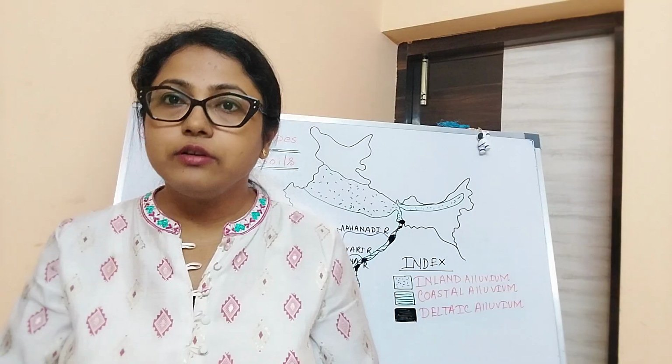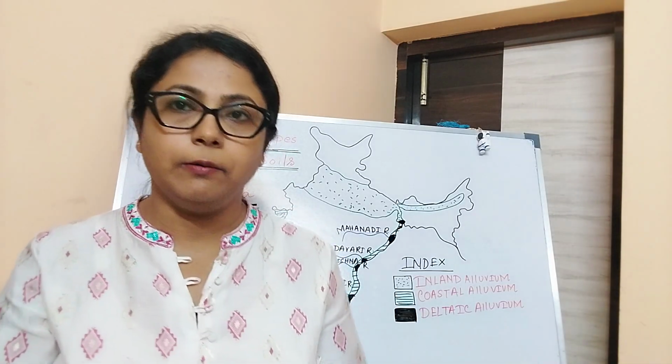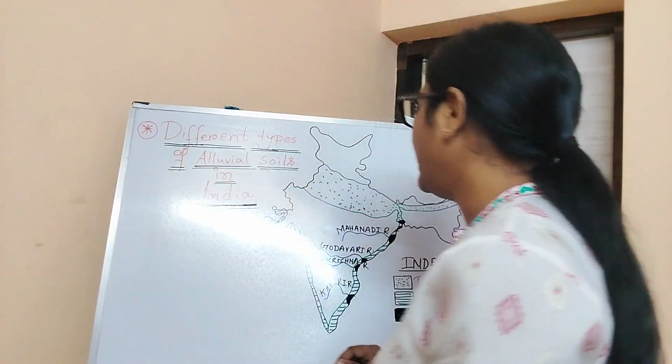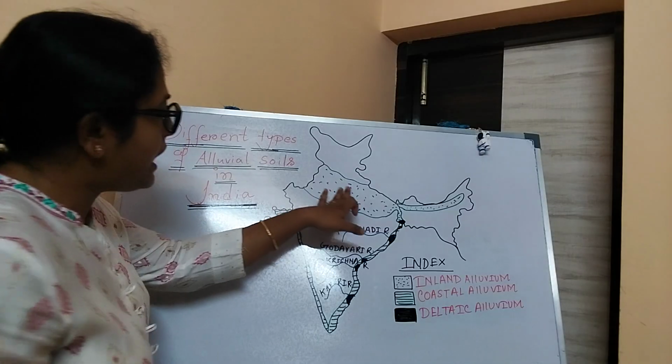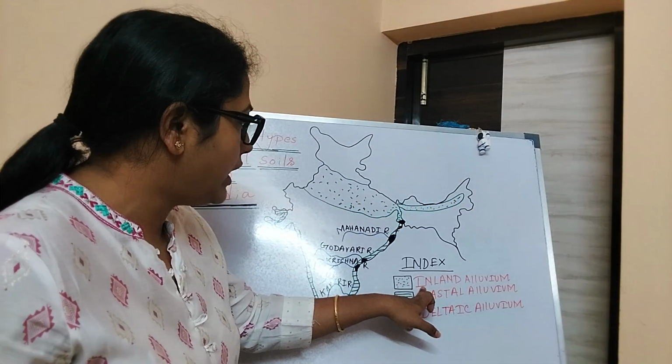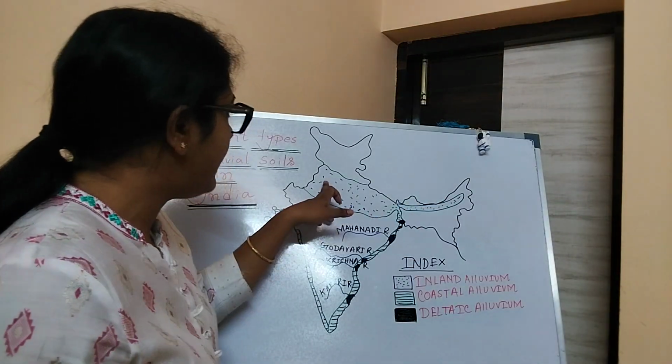So there are different types of alluvial soil. Let us know one by one. The first one is the inland alluvial soil. Just see this, this part is the inland alluvial soil. I have given the index. So this area is called inland alluvial soil.